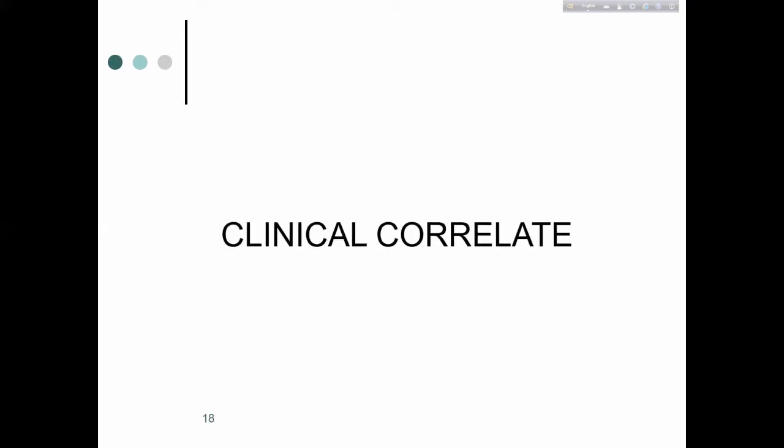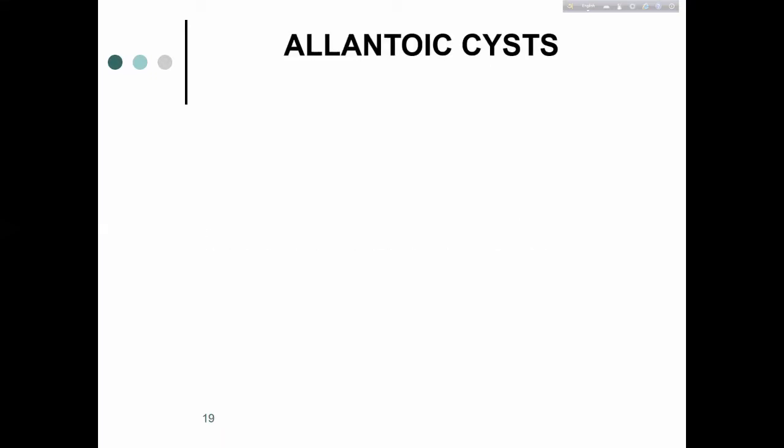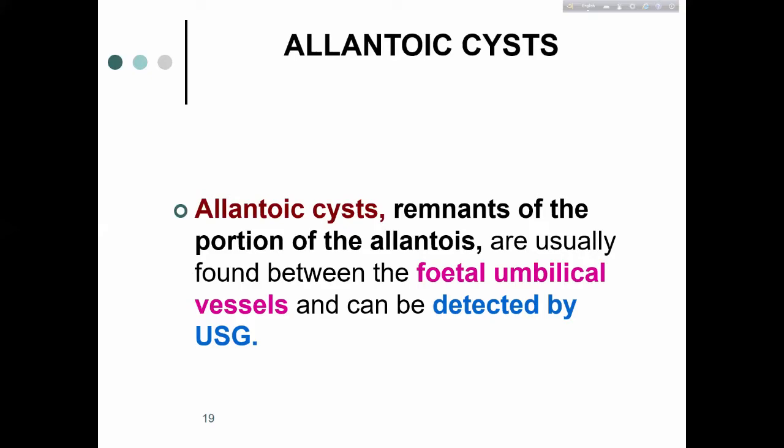Now, some clinical correlate about this. When the lumen of the allantois disappears, fine, but if it remains or some part of it remains, there will be formation of cysts. A cyst means an empty cavity filled with air or fluid. So allantoic cysts are the remnants of a portion of the allantois and are usually found between the fetal umbilical vessels, and they can be detected by ultrasonography in the uterus.